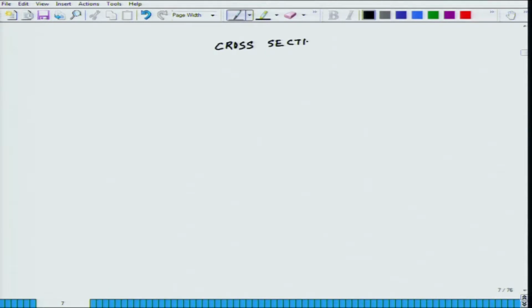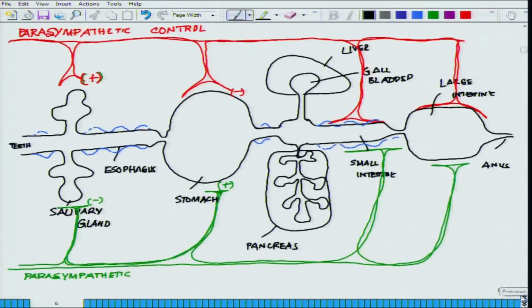So, the cross section is very interesting. It has multiple layers. So basically what I am trying to show you is this. What I am essentially drawing is the cross section of this.